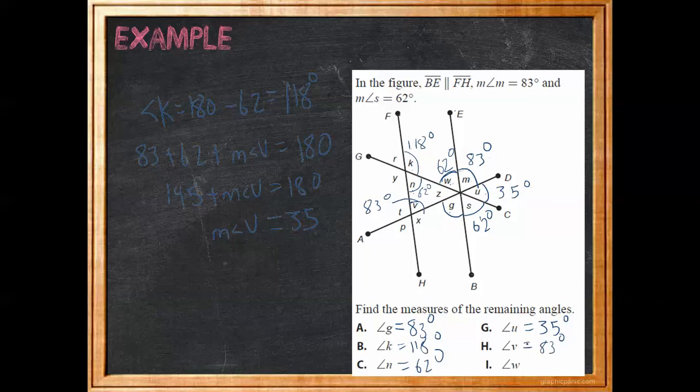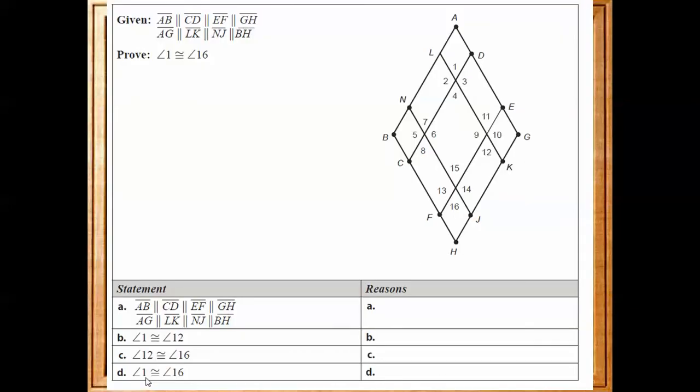And now we also know angle W. Remember, earlier we already found angle W because we needed it to find angle K. So all we have to do with this one is just say 62 degrees, because we knew that it was vertical to angle S.